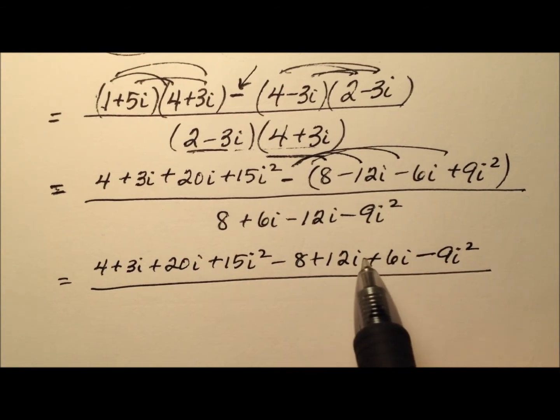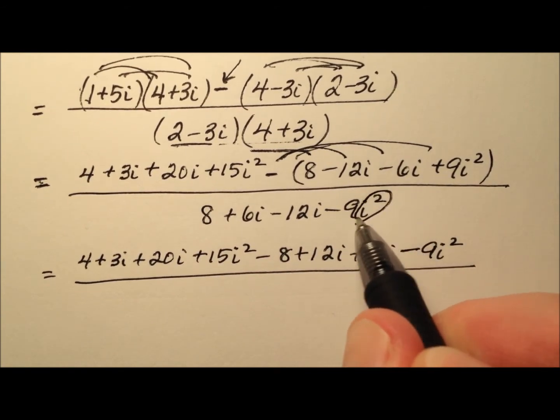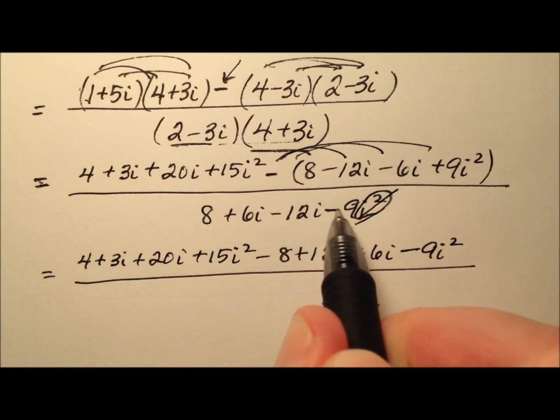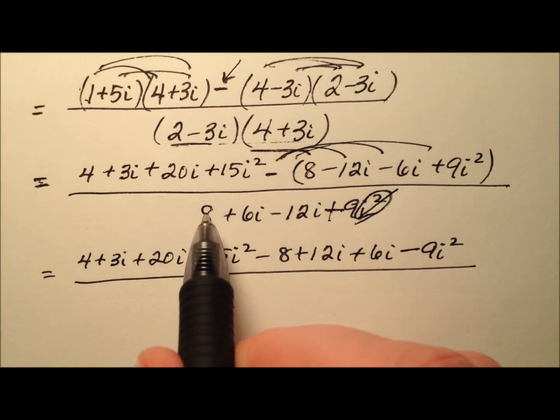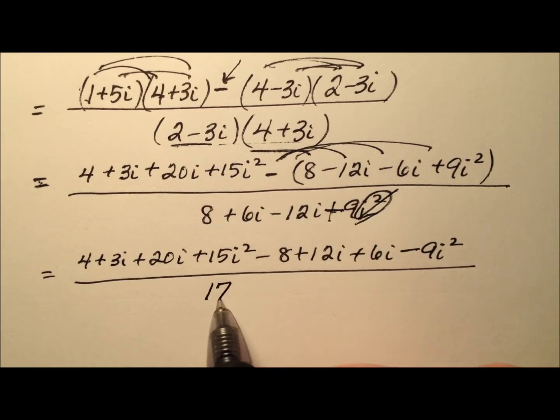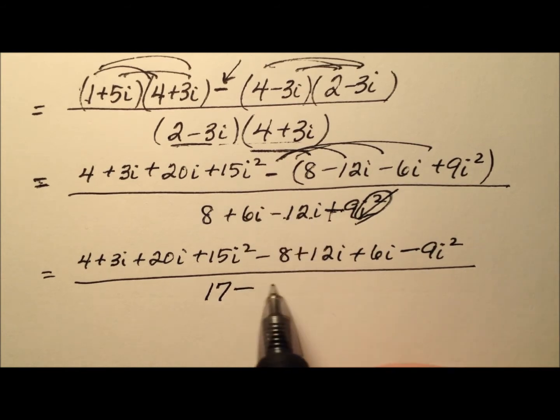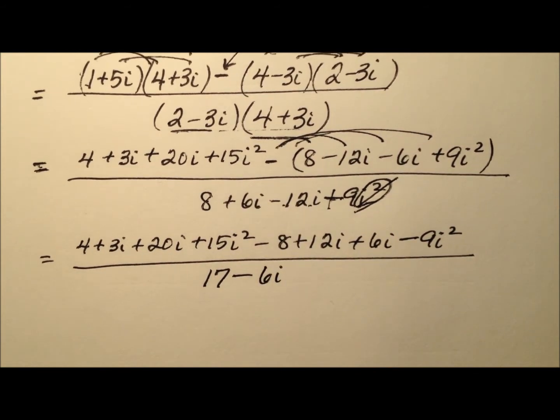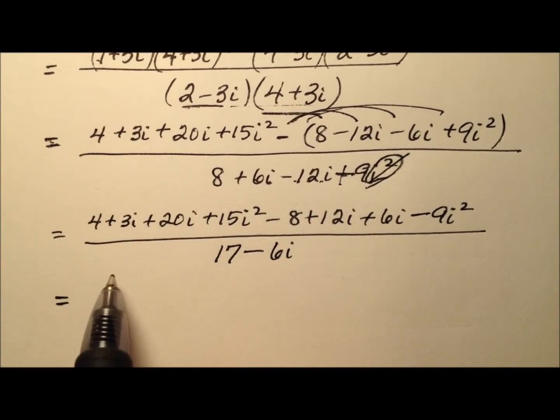And then in the denominator, let's go ahead and work with this. So i squared is negative 1. So the negative 1 will change this negative to a positive. 8 plus 9 will be the 17. And then 6i minus 12i will be a minus 6i. So in our numerator now, let's go ahead and put all this stuff together.